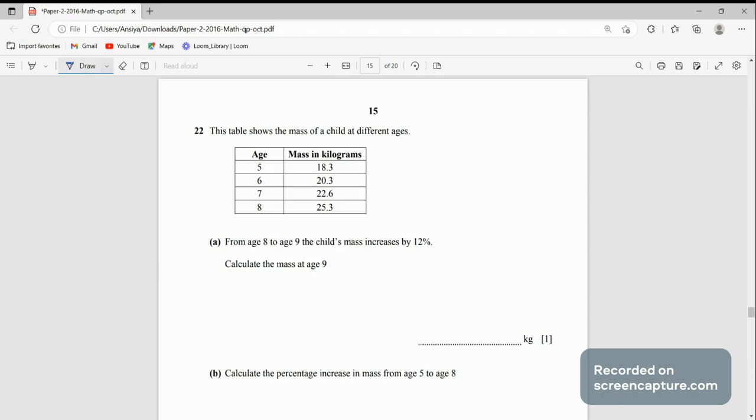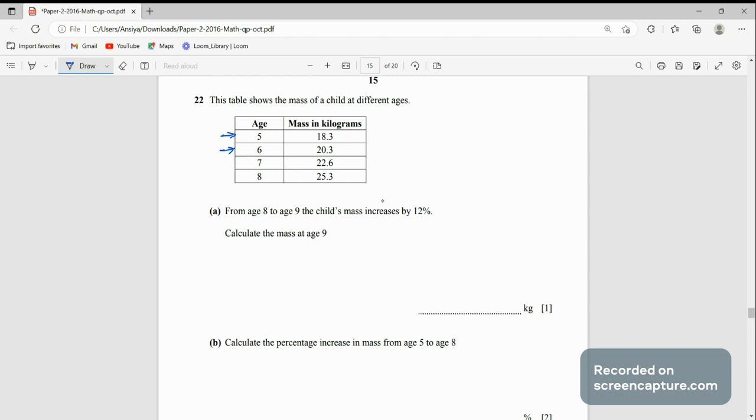This table shows the mass of a child at different ages. Mass means weight. So at 5 years, like when you were 5 years old, your weight was 18.3 kg. When you were 6 years, you are growing and weight is also increasing, you are 20.3 kg. When you are 7 years, 22.6 kg. This is your weight, suppose. What's the question?